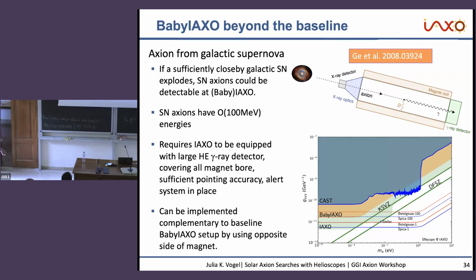Of course, we would have to put an alert system in place so that we can get quickly enough to observe the supernova. But it can be implemented complementary, and He et al. already concretely calculated and made some sensitivity estimates for some of these candidates that could potentially end in a supernova in the near future.